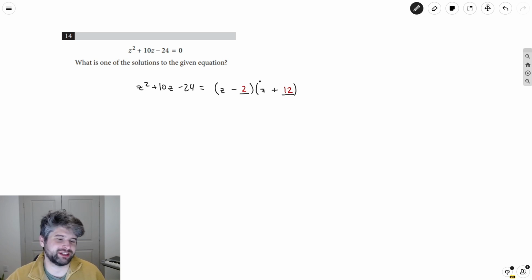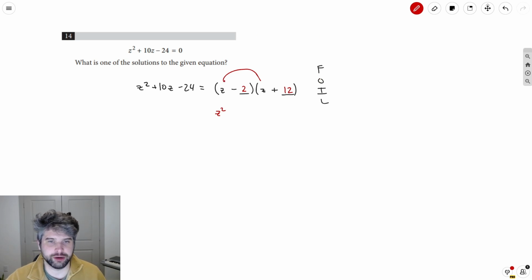All right, now that we're done with that, what we can do at this point is actually check ourselves to see if we factored this correctly by FOILing this out. Remember, FOIL stands for first, outer, inner, last. So let's multiply the first terms together. This gets you z times z, which is going to be z squared.